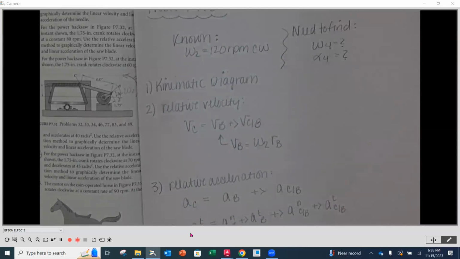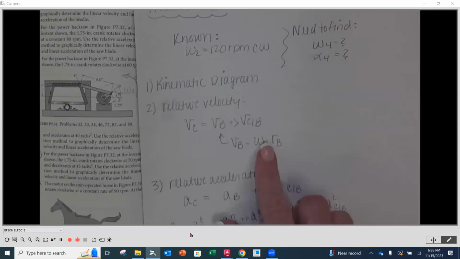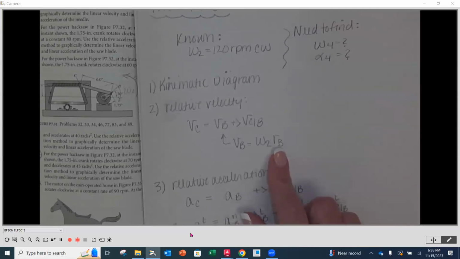We need to determine what the velocity of point C is, which we look back at our diagram and find that it's on the endpoint of link number 4, which we need to find the angular velocity for. It's going to be equal to, vectorially, the velocity of B, plus vectorially C relative to B. And using our process, because we know everything about link number 2, the velocity of B is going to be the angular velocity of 2 times its radius of rotation.